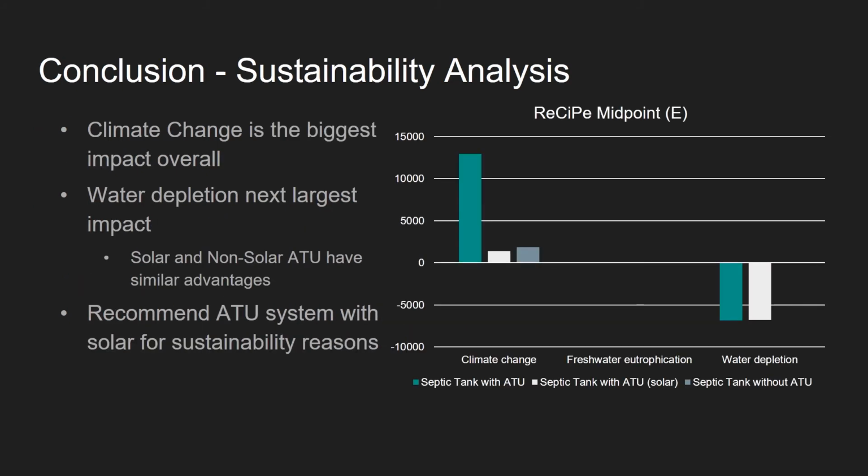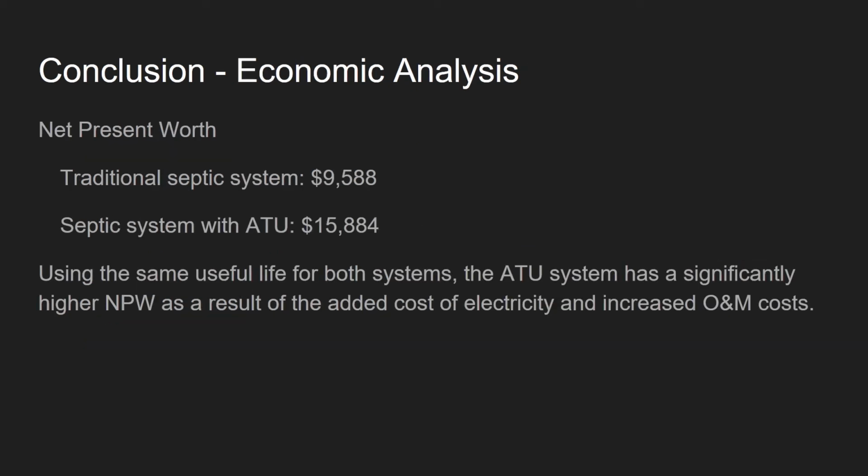Here you can see all the environmental impacts together. This shows that the climate change potential has the biggest impact overall, with the water depletion being the next largest. Using these three indicators, for sustainability reasons, we would recommend the use of the solar-powered ATU system. Despite the offset from the avoided water benefit, the aerobic treatment unit still costs significantly more than a standard system.